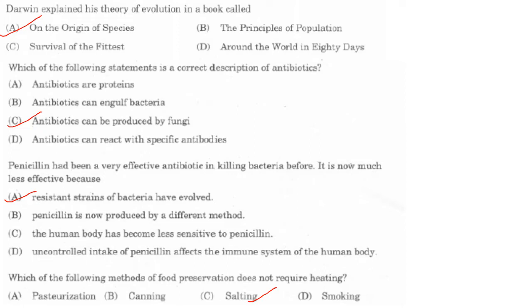The human body has become less sensitive to penicillin. That is also not the reason. We have penicillin against bacteria only, not the human body. Uncontrolled intake of penicillin affects the immune system of the human body. Nothing like that. Penicillin doesn't have any action on the immune system of the human body. So the answer is option A.